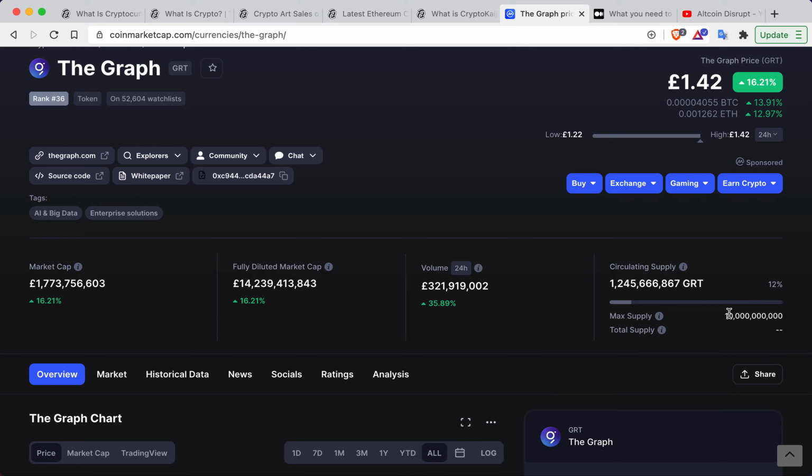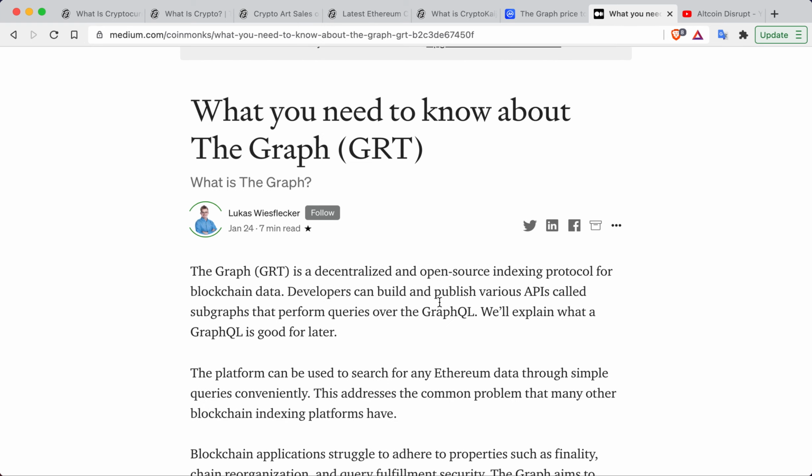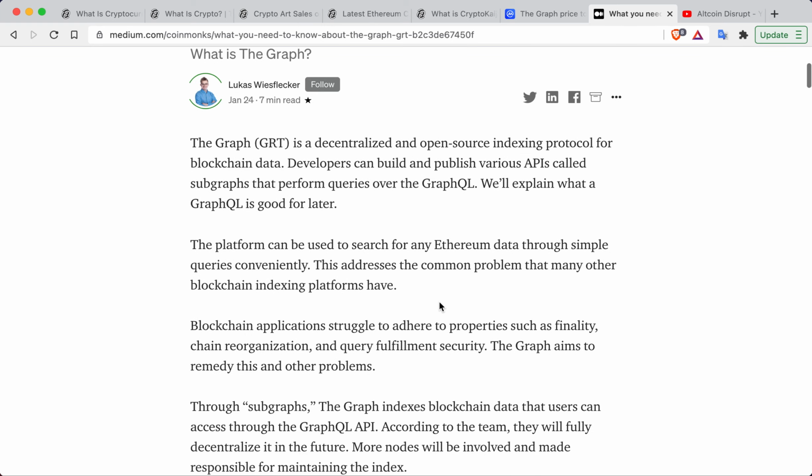The max supply, at least, is rumored to be 10 billion, and the current circulating supply is 1.2 billion. Now, considering that large circulating supply, I'm surprised to see this coin close to £2. I mean, in US dollars, it's probably $2, if not more. It's an interesting coin because I've known about it for quite some time and I've always wanted to talk about it.